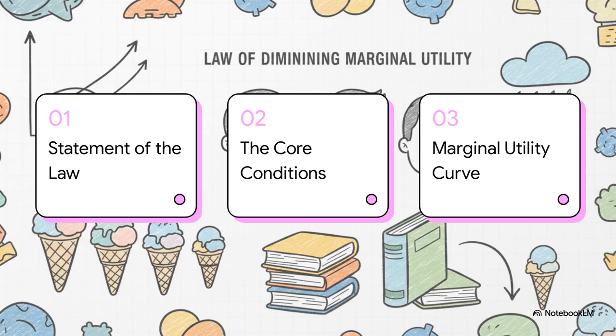To make sure you absolutely nail this concept, we're strictly dividing this up into three distinct steps. First, we'll cover the statement of the law. Second, the core conditions, or the rules of engagement. And third, we'll look at the visual proof with the marginal utility curve.